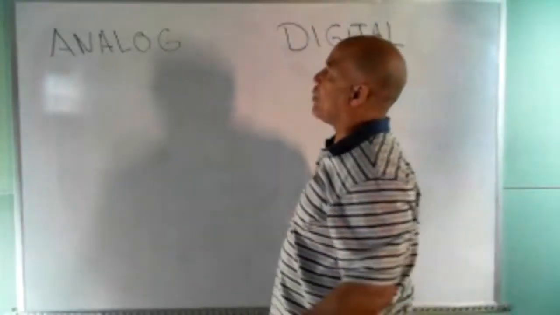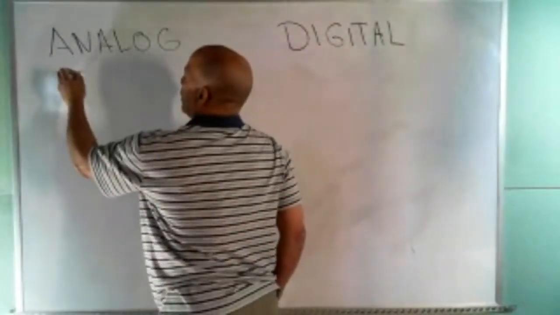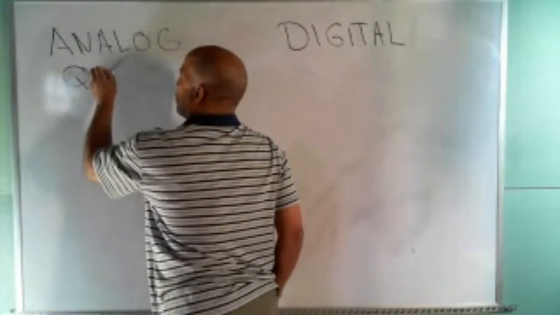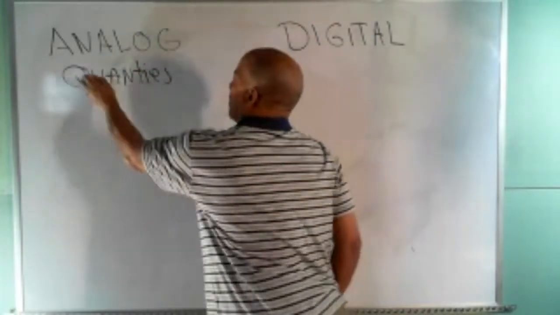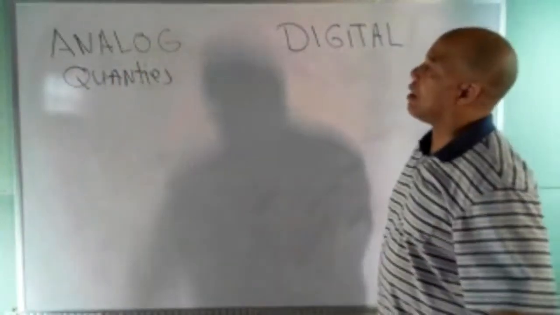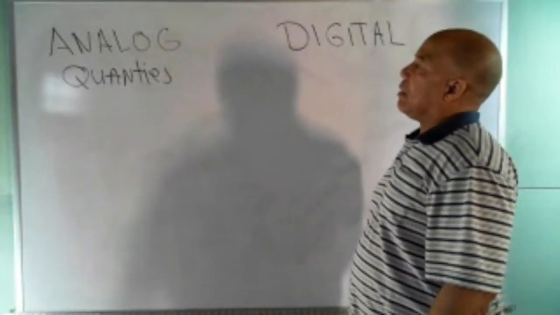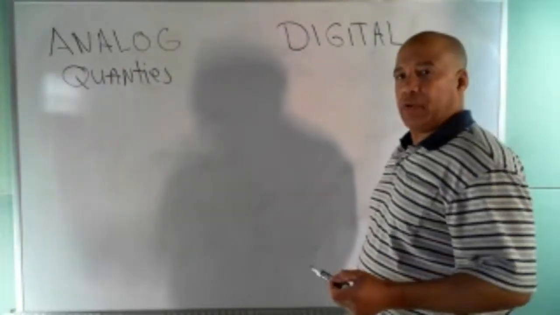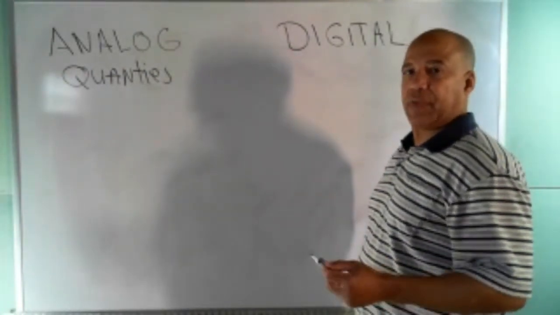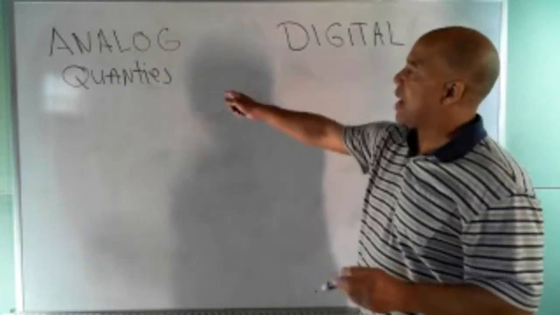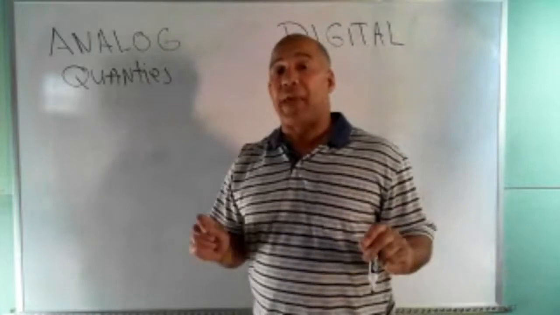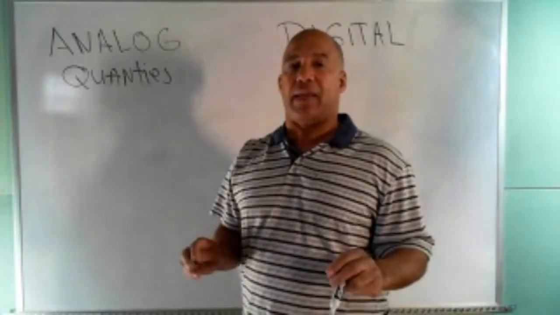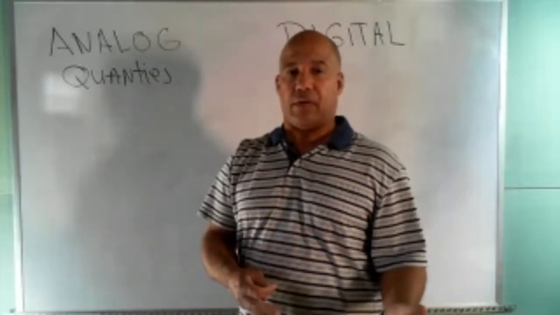And I should really say analog quantities. Analog means continuous. Now, when we talk about these quantities, what do I mean by quantity? Whatever I mean by quantity, any physical quantity, we're going to turn that into an electrical signal.